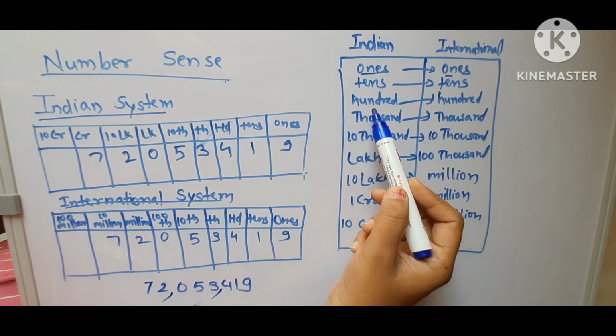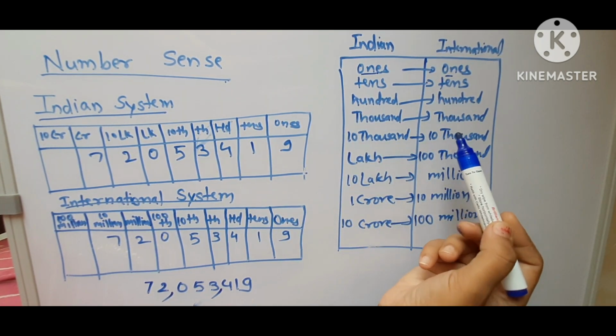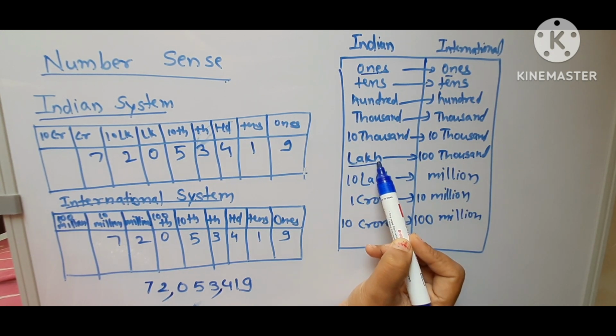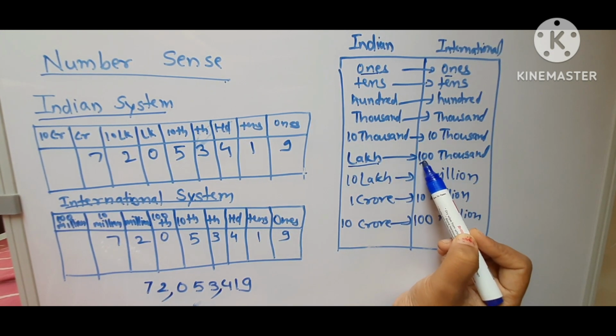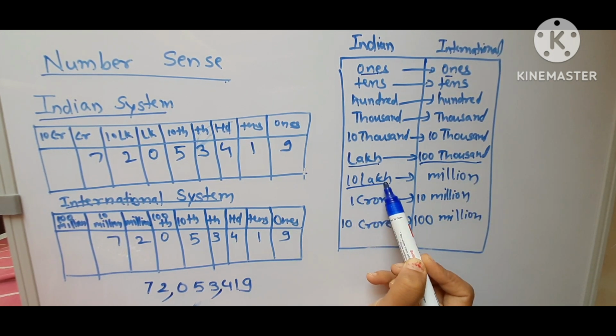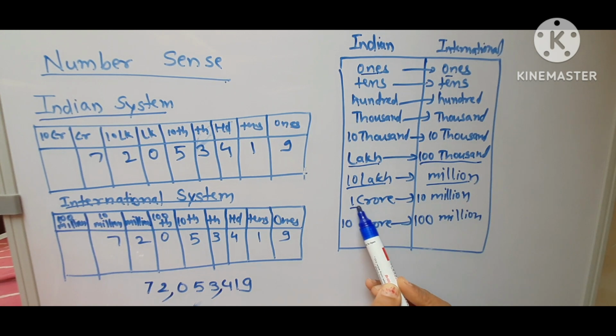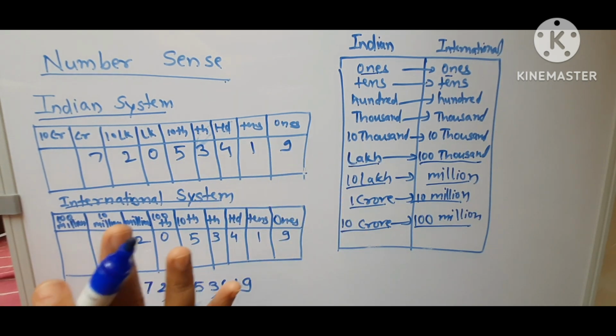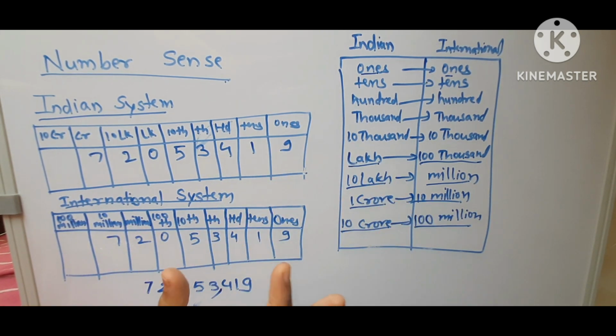So here we see the difference. Ones in Indian and international, we have ones, tens, tens, 100 we have 100, 1000 we have 1000, 10,000 10,000. But when it comes to lakh in the Indian system of writing, it is 100,000 in the international system of writing. If we have 10 lakhs, it is 1 million, 1 crore, 10 million, 10 crore, 100 million. So you could see that in the international system of writing, it is generally the set of 3.